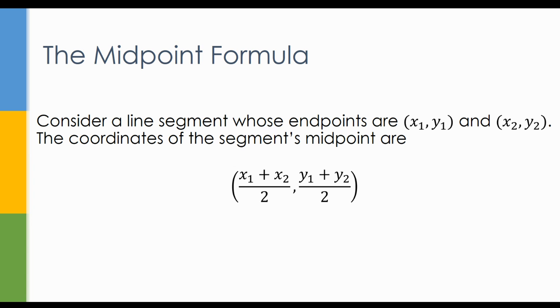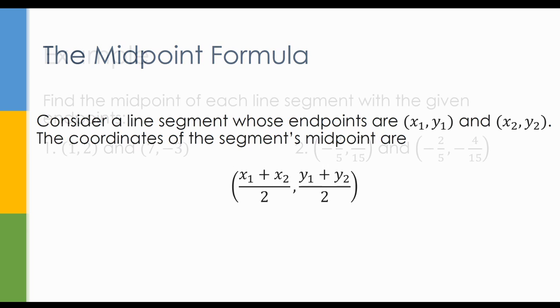All right, let's talk about the midpoint formula. Once again, this should be more of a review than anything. So it says, consider a line segment whose endpoints are x1, y1, and x2, y2. The coordinates of the segment's midpoint are, and then we want to add them together. So x1 plus x2 divided by 2, because that's what we're doing. We're averaging these. And then y1 plus y2 all divided by 2.